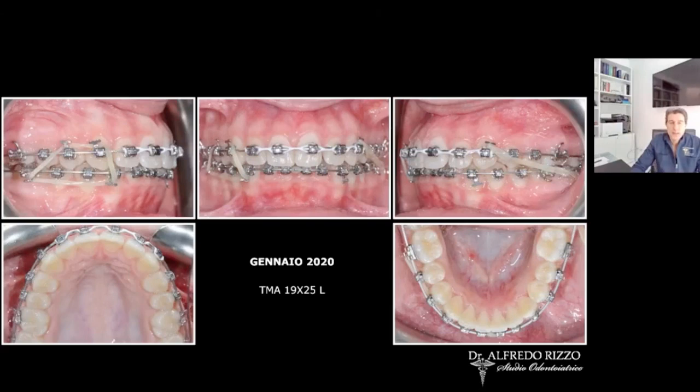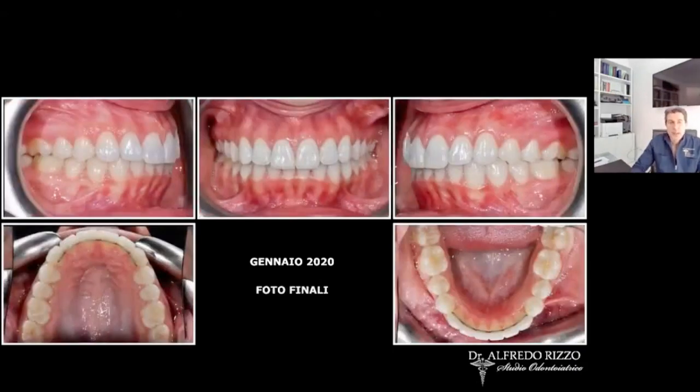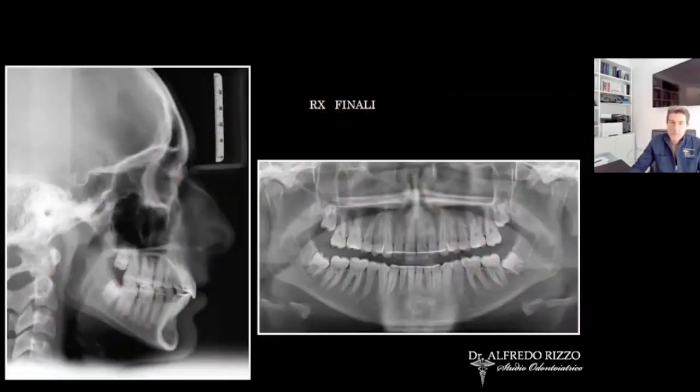January, finalizing the treatment, closing the gaps on TMA wires. I add a small curve in order to improve the position of the incisors. 19/25 TMA wire in the lower jaw, and this is already the outcome with the correction of the deep bite with the perfectly aligned and upright dental arches with class 1 on the right and on the left.